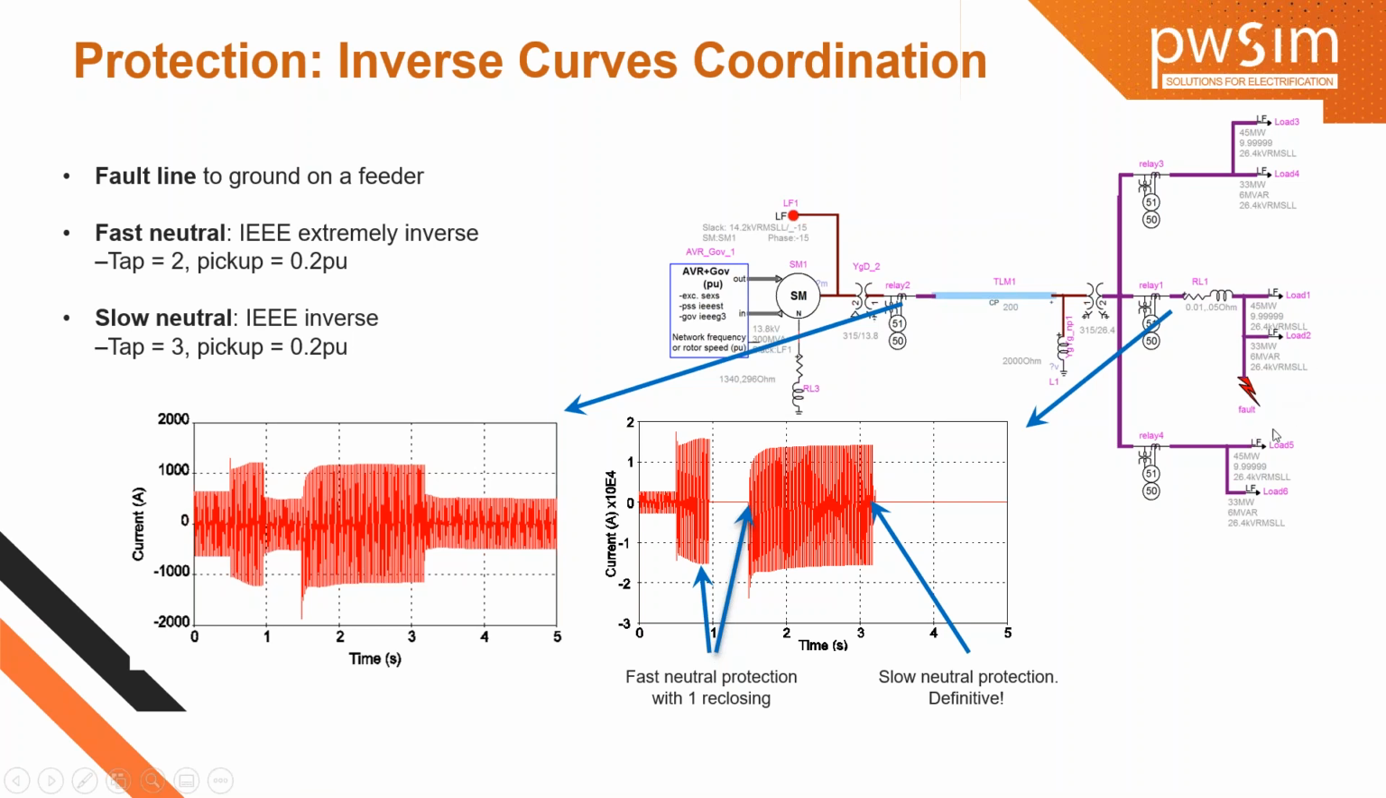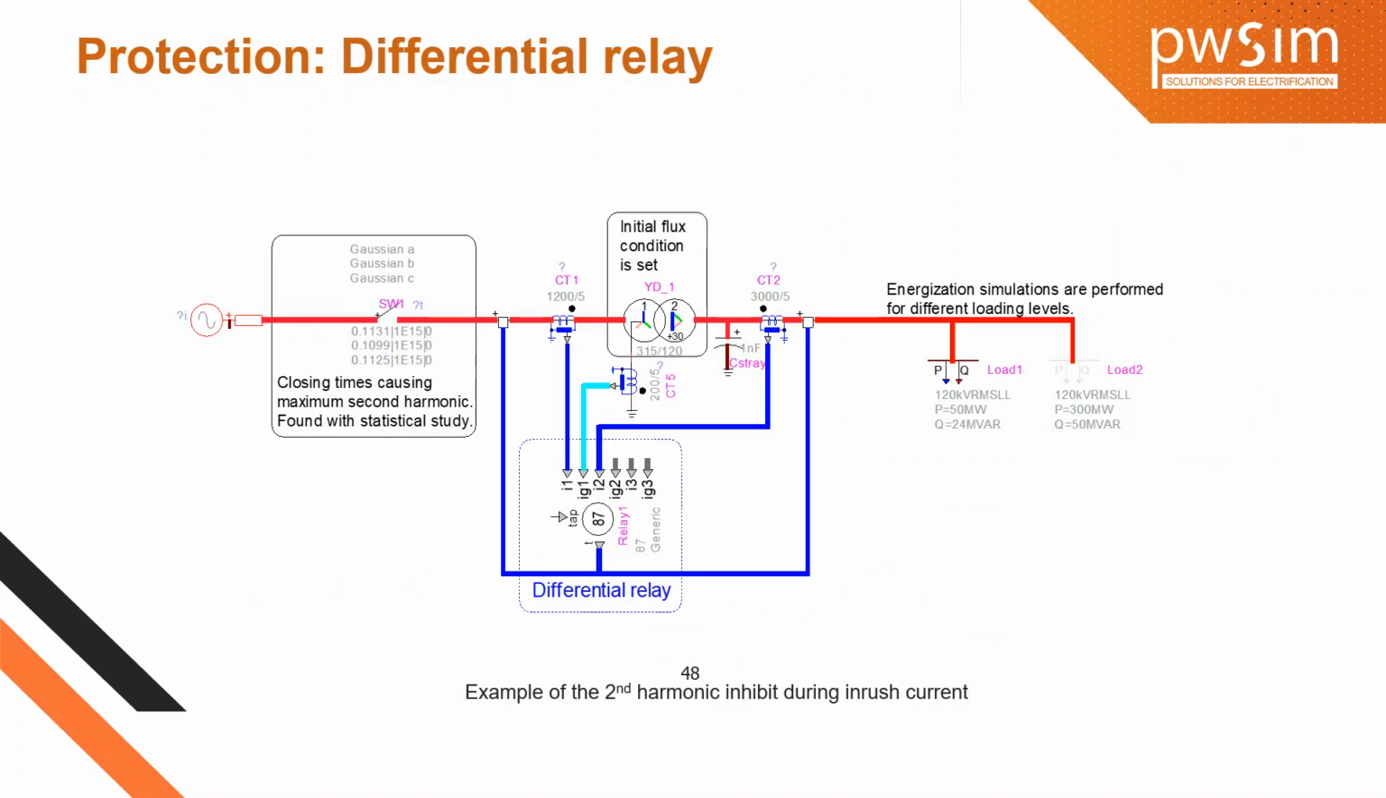In this example, we are creating a fault at this load 2, and we are opening the breaker, reclosing the breaker, and again reopening the breaker because of the fast and slow neutral protections added in that relay. So we can see the CT currents or relay currents here. This is the example for the overcurrent protection. Next example is the differential protection.